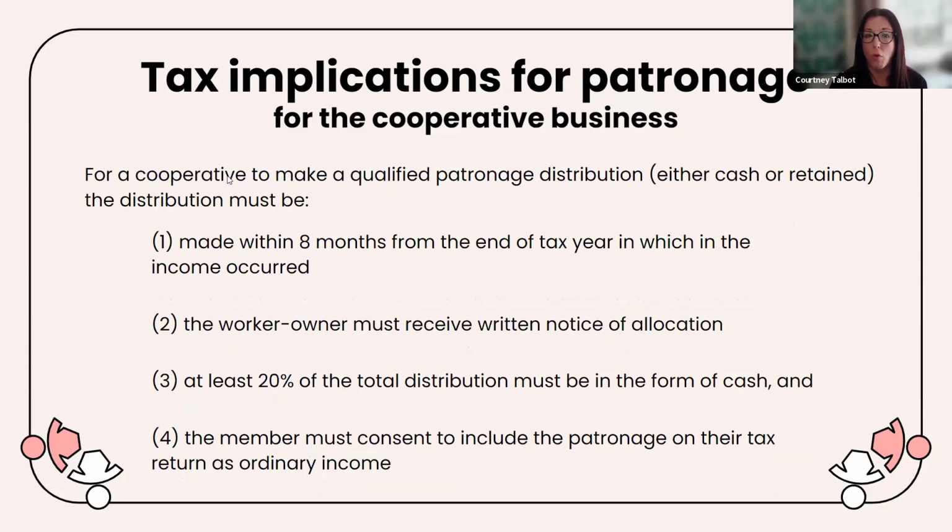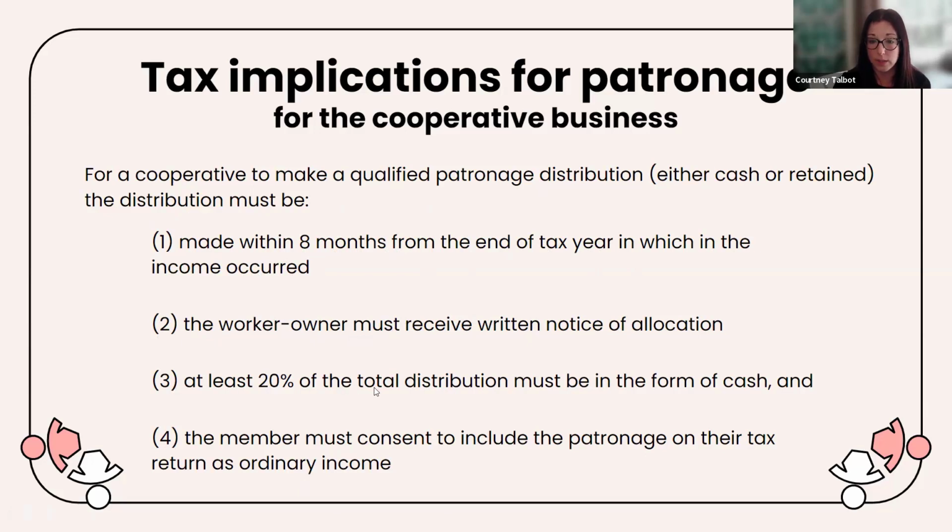So, for the cooperative to make a qualified patronage distribution, these 4 things must be met. 1, it must be made within 8 months from the end of the tax year in which the income occurred. If it's not, it would be non-qualified. 2, the worker owner must receive written notice of allocation. That should be happening anytime patronage is being distributed.